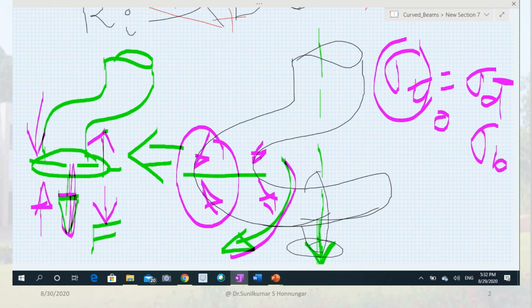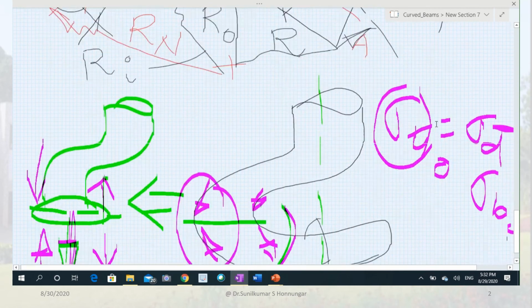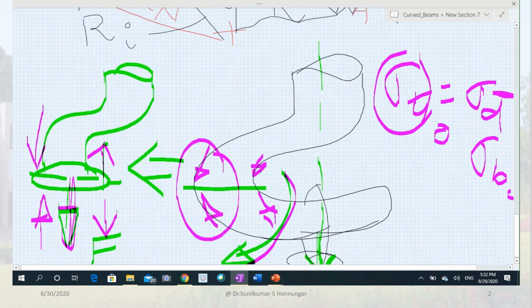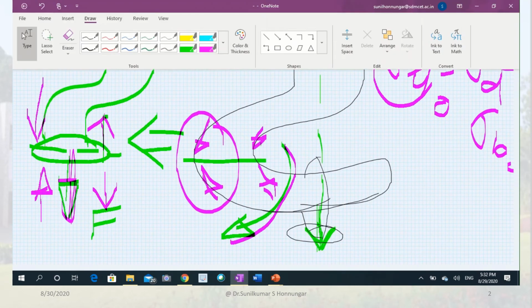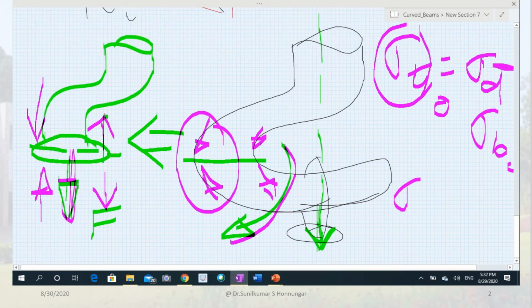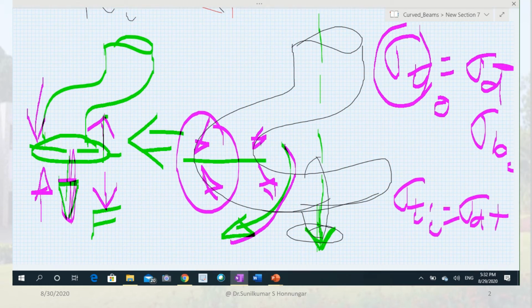That is sigma B outer fiber, sigma B outer fiber O. And what about at the inner fiber? Inner fiber, it is going to be sigma... one second. This I will be telling once again. So try to understand, sigma total at inner fiber equals sigma direct plus sigma bending inner.